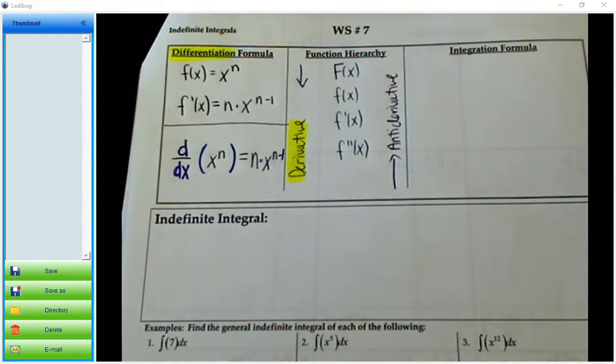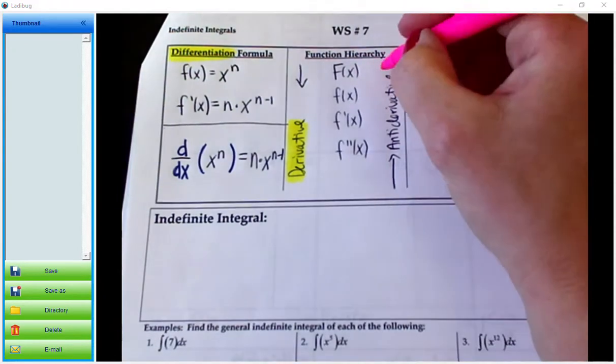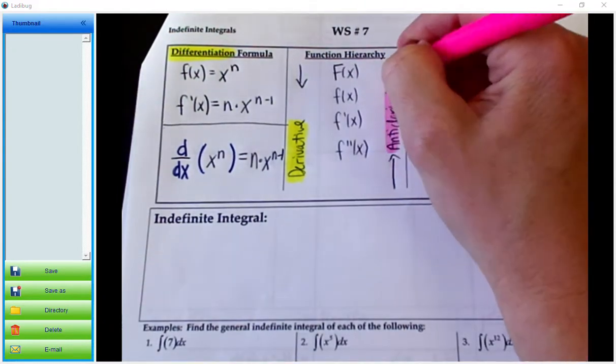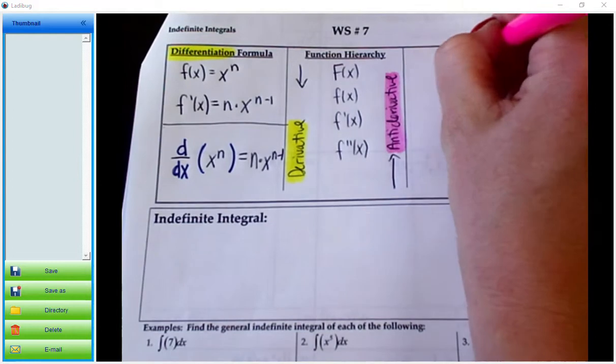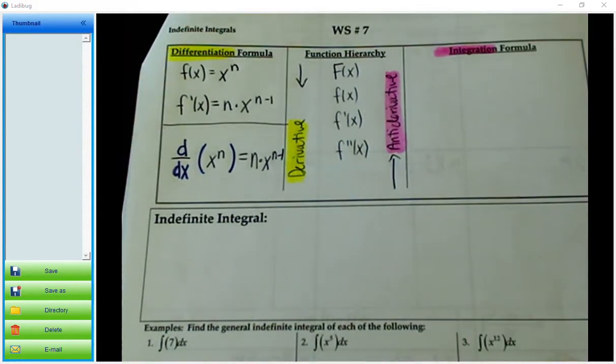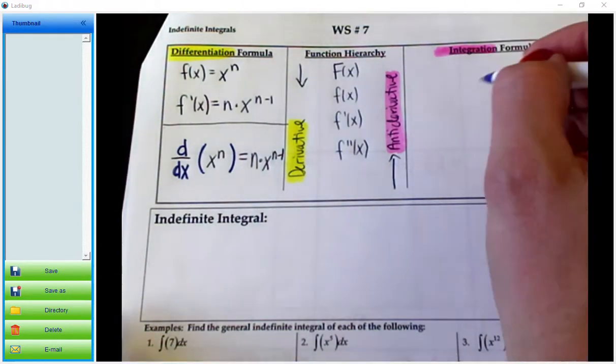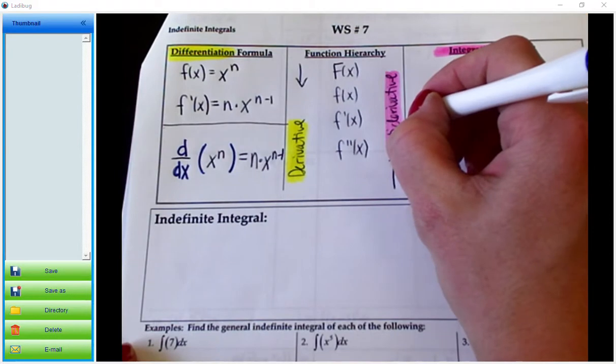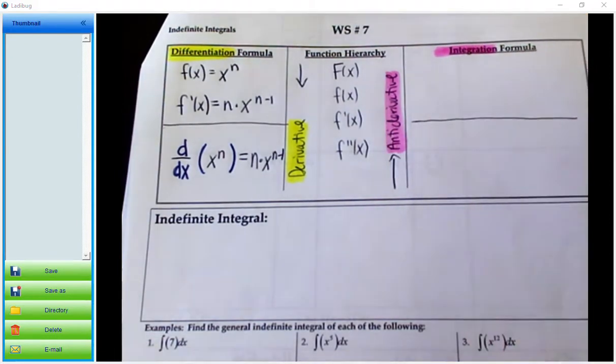Now we're going to go the other direction. Antiderivative means integral. Okay, so last class we learned what an antiderivative was. The last unit we learned what an integral was. They're connected. Okay? So we're going to write down the integration formula with two formats.